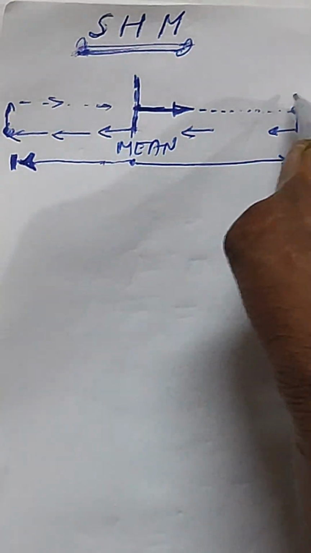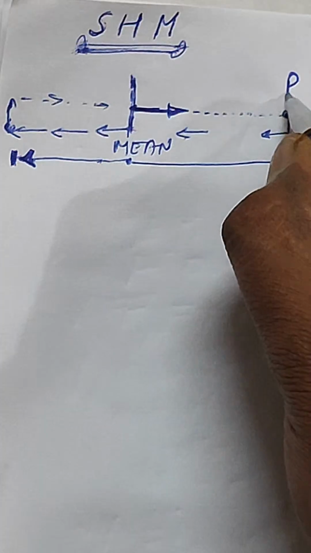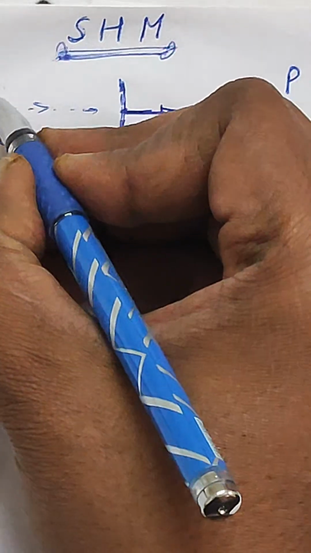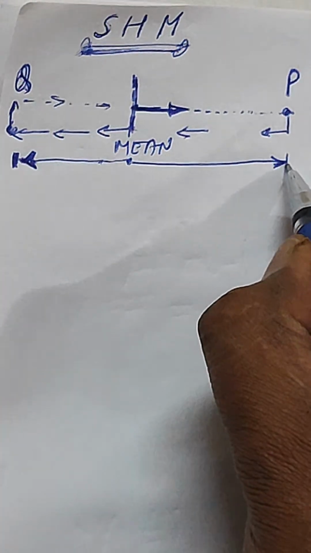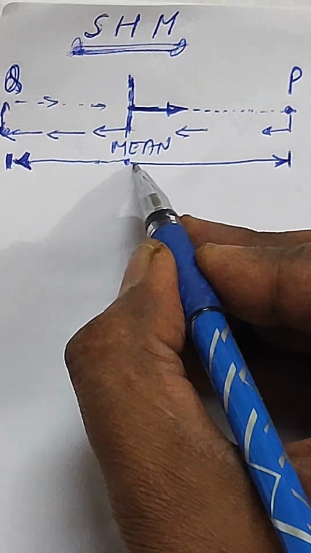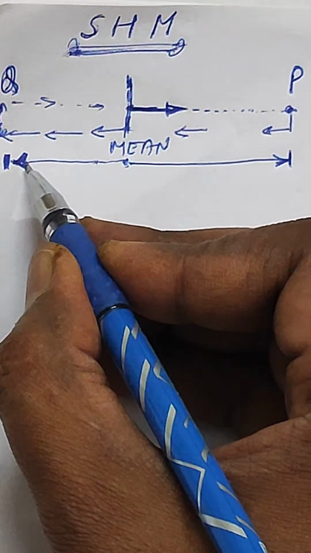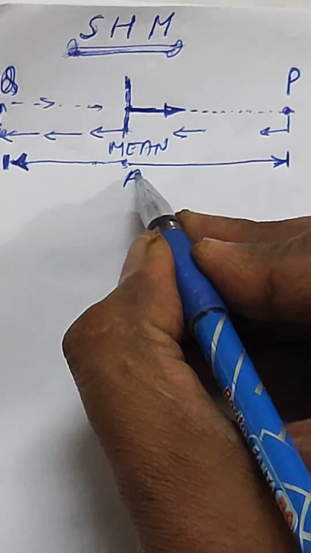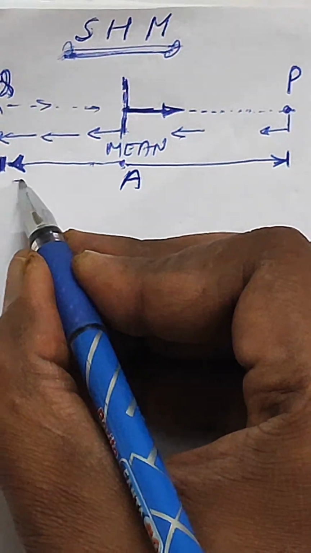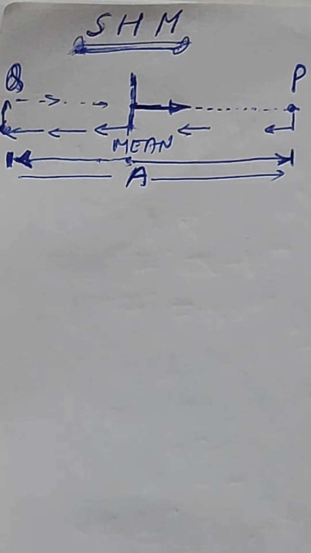Let us say this is P, and this is Q. Now from it the maximum deviation to the right is towards P, and then it returns back, then the maximum deviation towards the left is till Q. So this is the amplitude, that is from P to Q, my dear friends.